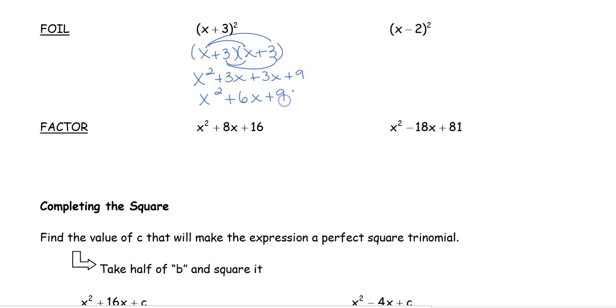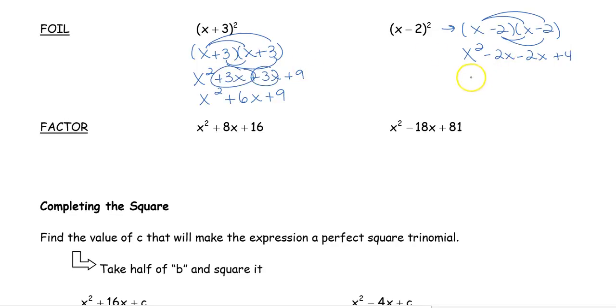which gives us x squared plus 6x plus 9. (x minus 2) quantity squared, again, that means that I have that quantity multiplied 2 times. So that's x squared minus 2x minus 2x plus 4. We have two of the middle terms being exactly the same. And that's because we have the same quantity, so minus 4x plus 4.